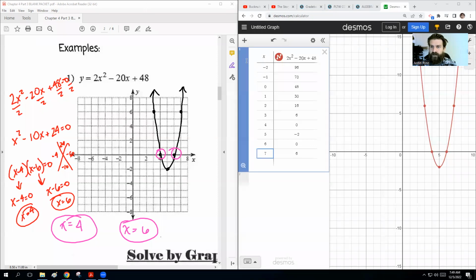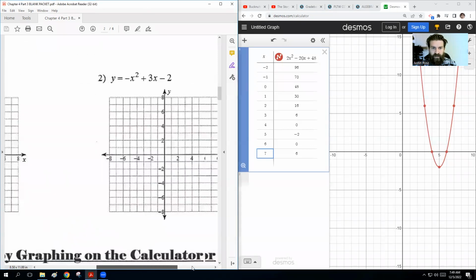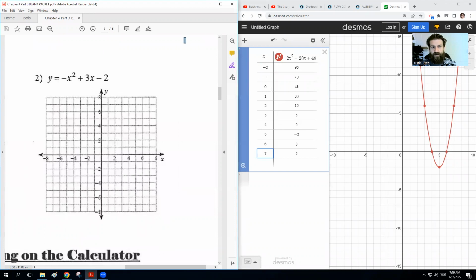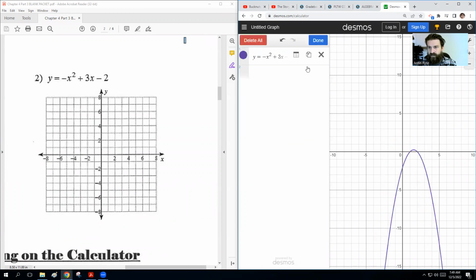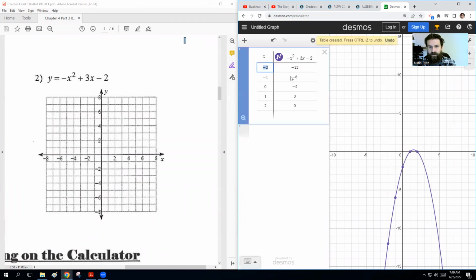So let's try the next one here. Do the same thing. We've got -x squared plus 3x minus 2. So remember, we have to have the equation in the form y equals -x squared plus 3x minus 2. Okay, and we're going to get a table here. Okay, so we'll try to get some points that are on our graph.